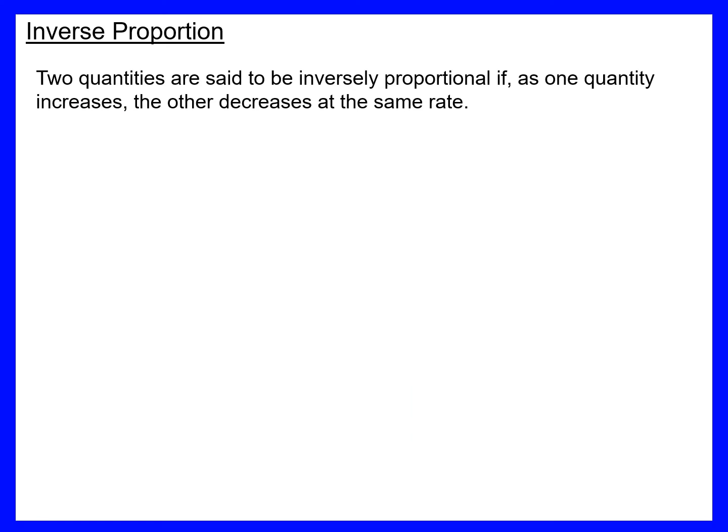Okay, so inverse proportion then. Two quantities are inversely proportional if one increases and the other decreases at the same rate. So remember, with direct proportion, both were getting bigger or both were getting smaller at the same rate. With inverse proportion, one's getting bigger and the other is getting smaller at the same rate. So they're going in opposite directions.